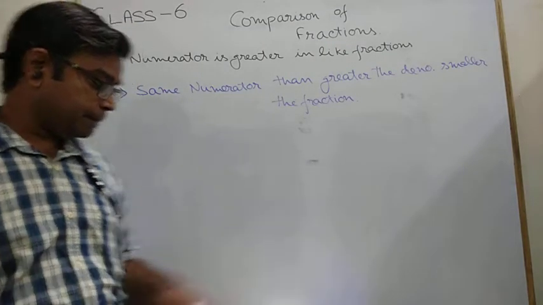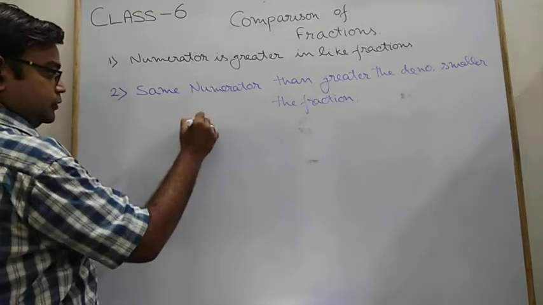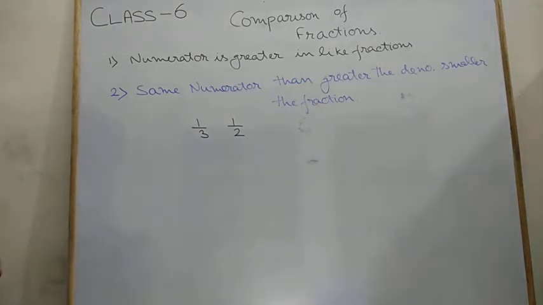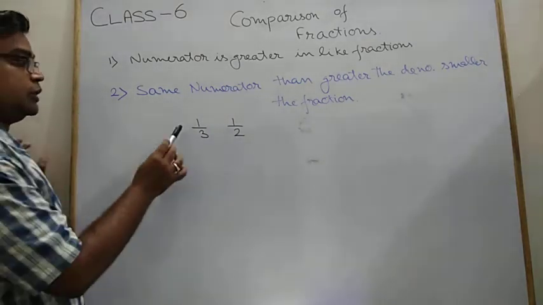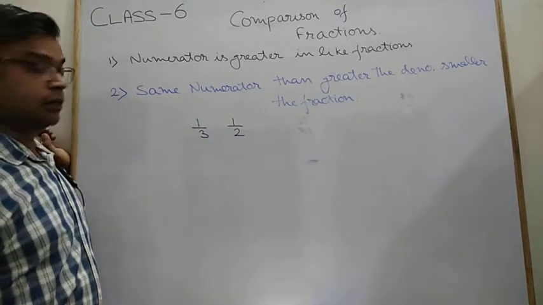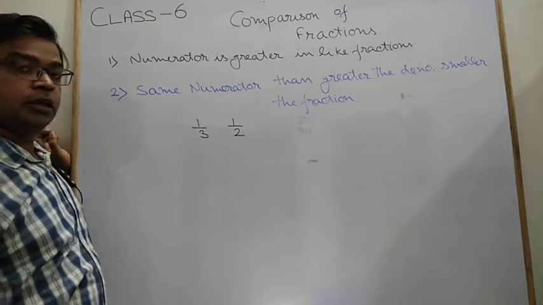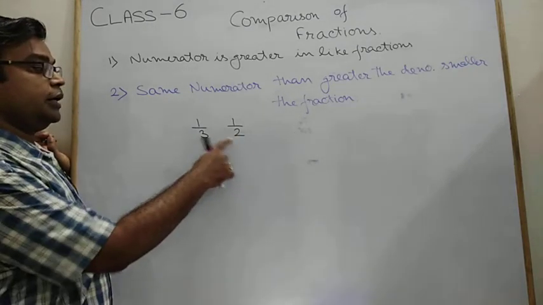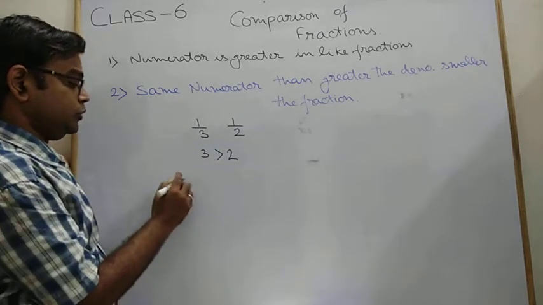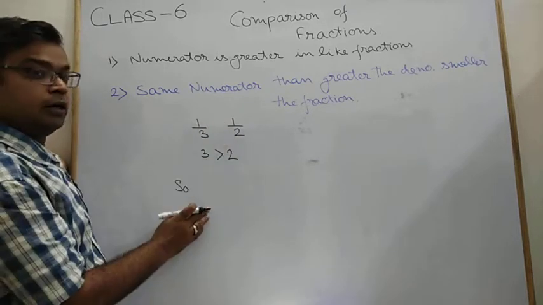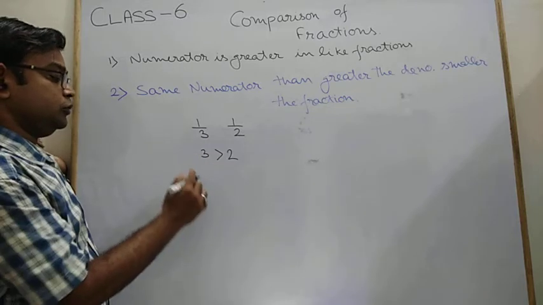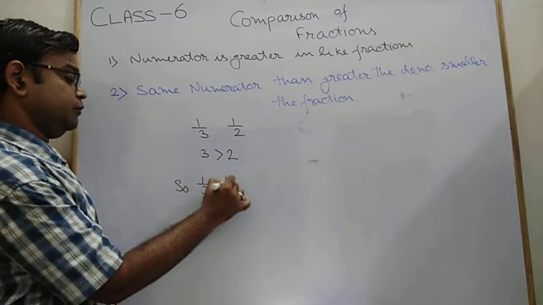For example, suppose 1 upon 3 and 1 upon 2 are given to you. Which one is greater? In this case, we observe that the numerators are equal. So if numerators are equal, then we check the denominators. 3 is greater than 2. So 1 upon 3 is less than 1 upon 2.